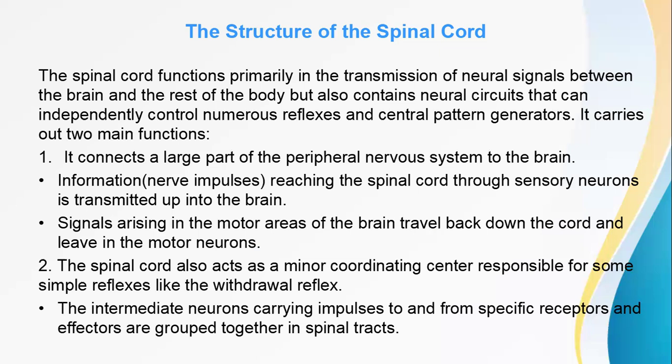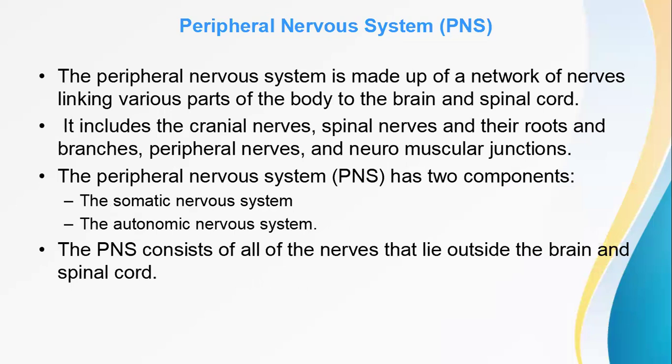Moving on, let's see the peripheral nervous system, abbreviated as PNS. I have finished discussing the central nervous system that contains the brain and the spinal cord. So today, let's move on further to the peripheral nervous system.